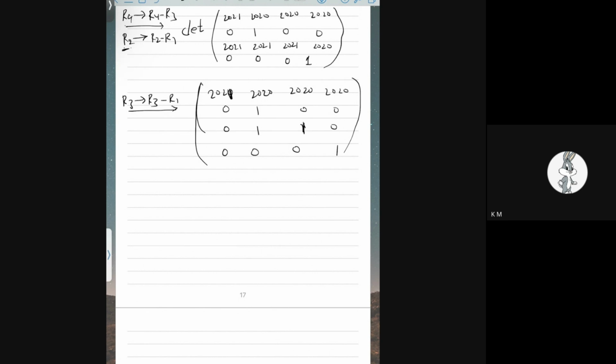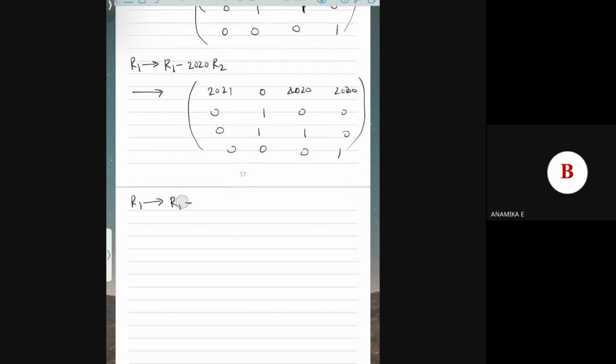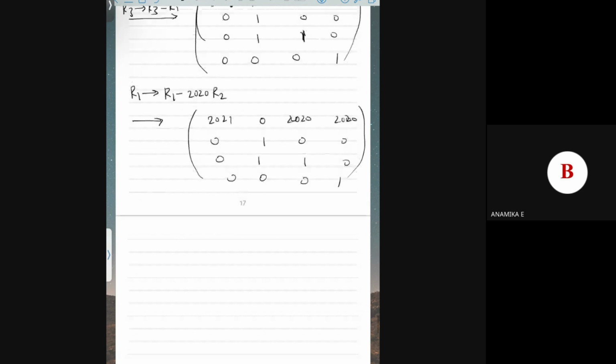Now R1 goes to R1 minus 20, 20 R2. So this becomes 20, 21, this becomes 0, this becomes 20, 20, 20, 20, 0, 1, 0, 0. We can directly find the determinant by the above step as 20, 20. Yes, you can, I think. From this step also, it is easy to do. So, should I leave it here for the calculations part? Yes, ma'am. Okay, you can calculate the final answer.